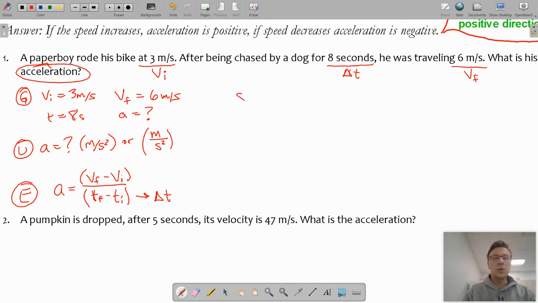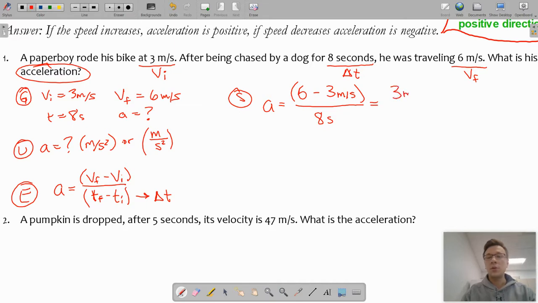So when we do our substitute step, we're going to plug things in here. The acceleration is equal to our final velocity, which was 6 meters per second, minus the initial velocity, which was 3 meters per second, over the entire time interval, which is 8 seconds. So we can see here that this is going to end up being 3 meters per second divided by 8 seconds.